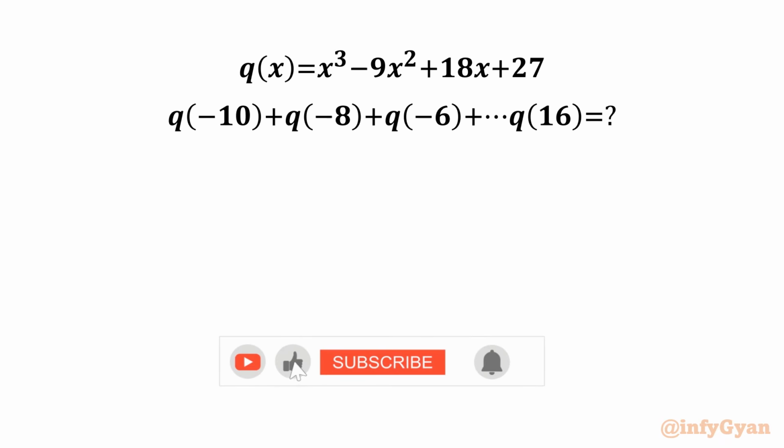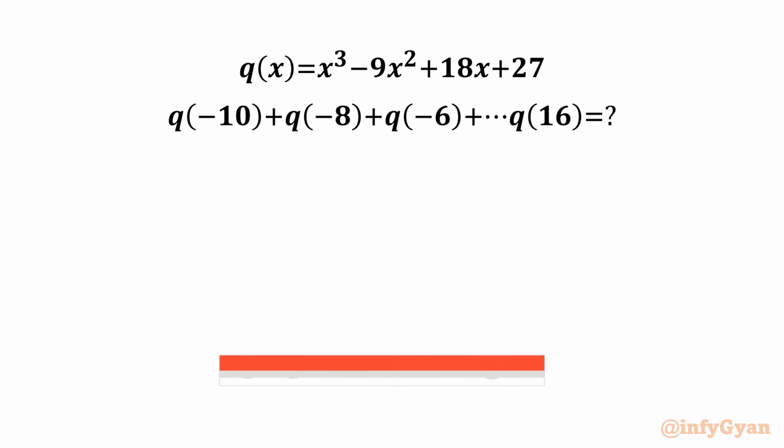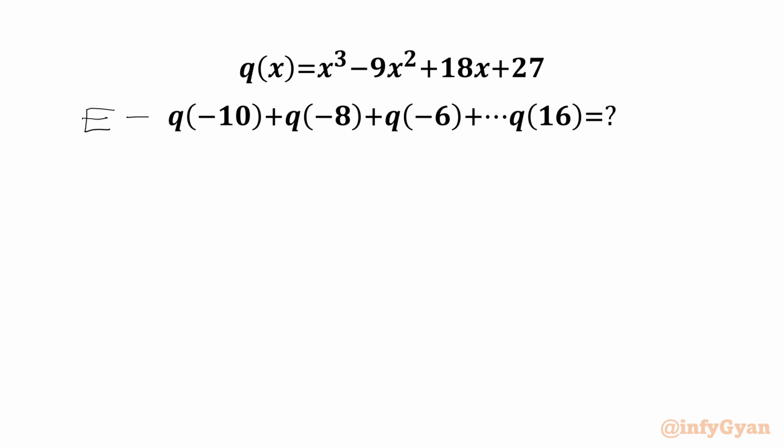Today in this video we'll be solving one very interesting question from Stanford Math Tournament 2024. In the problem, q(x) is known to us, x cube minus 9x square plus 18x plus 27. Then it is said to find the value of q of minus 10 plus q of minus 8 plus q of minus 6 plus q of minus 4 up to q of 16. So let's get started by writing here required expression equal to E.